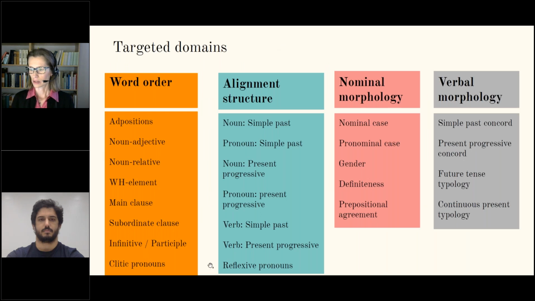So these are the targeted domains, and without going too much into detail, we compile word order, alignment structure, nominal morphology, and verbal morphology. And we differentiate adpositions, noun adjective, noun relative, WH element, main clause, subnominal clause, infinitive, participle, and clitic pronouns. For alignment, we look at nouns and pronouns in simple past and in present progressive, as well as verbs and reflexive pronouns. Nominal morphology is case, pronouns, gender, definiteness, and prepositional agreement. Verbal morphology is simple past concord, present progressive concord, future tense, and continuous present typology. So that's basically what we have in the data.